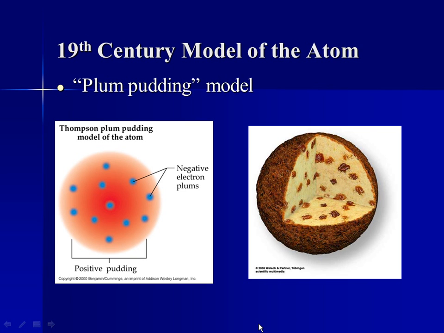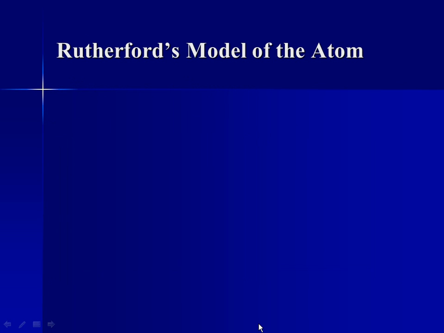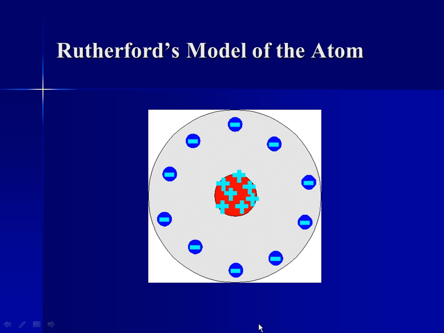You'll notice the resemblance. Rutherford's discovery that most of an atom was empty space with a densely packed, positively charged nucleus was a revelation. Shown here is the basic model. Here we have the nucleus, which is filled with protons, and the rest of the atom is composed of electrons.